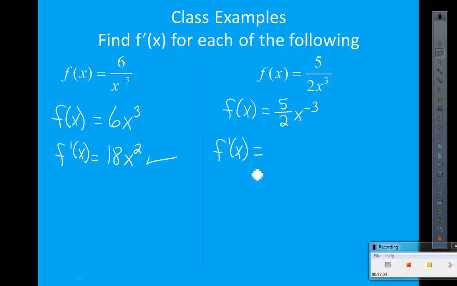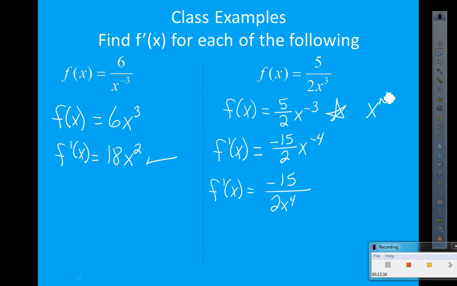So I'm going to bring that negative 3 down. 5 halves times negative 3 gives negative 15 over 2, x to the negative 4th. Since I have a negative exponent, I'm going to bring it back down to the denominator. So I get negative 15 over 2x to the 4th. There's my derivative. But notice again, guys, the key is to write it as x to some power. That way we can apply what's called the power rule. The power rule is the basis of everything that we do from here on out.